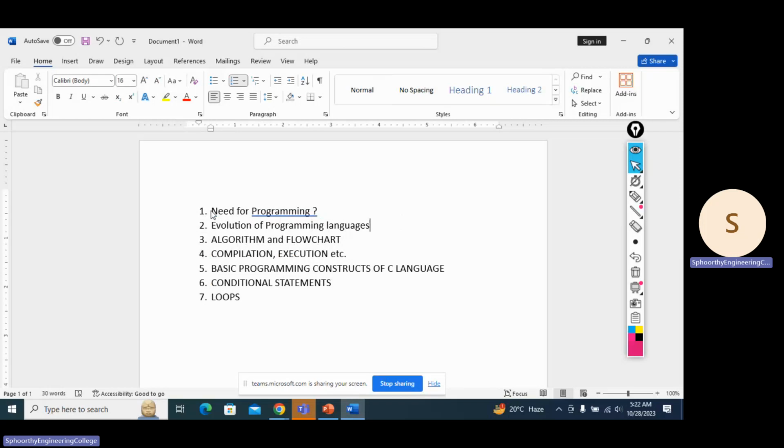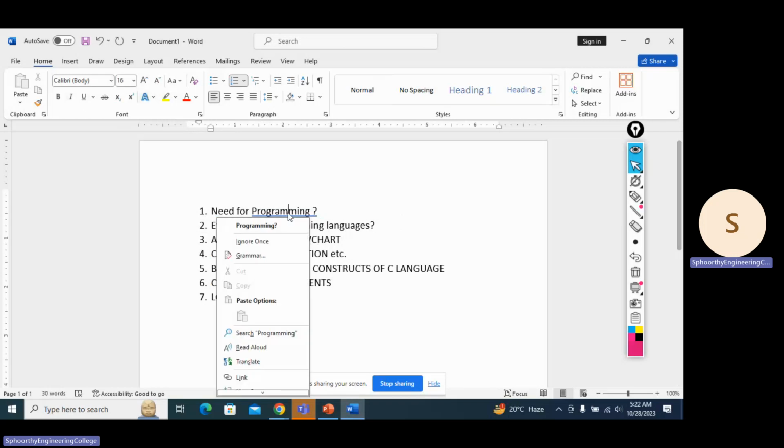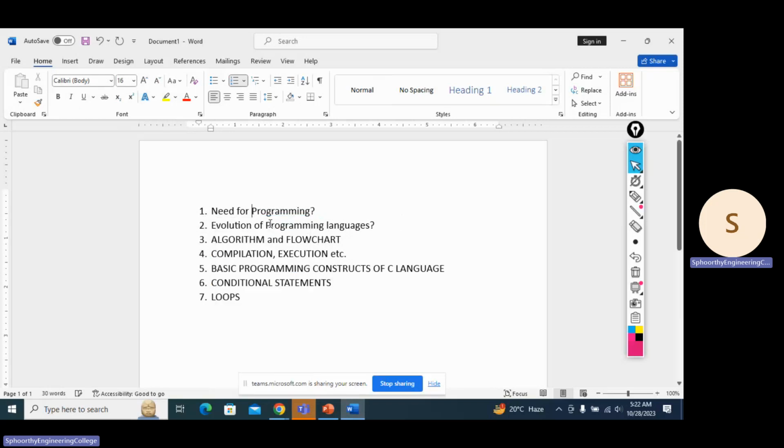So these are the basic concepts like the need for programming. One should know the evolution of programming languages, how they evolved, and the different programming paradigms, which we have discussed already. I'll be creating separate videos on each and every topic. Even though they were discussed in the class, I'll give you a video for every topic.